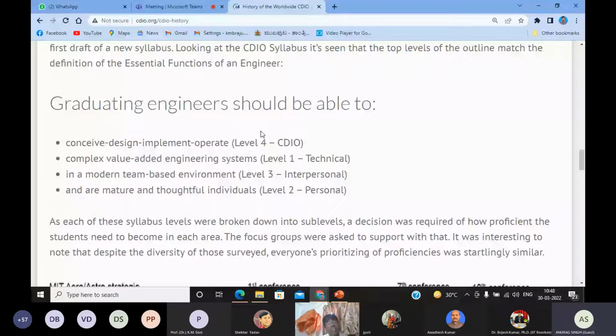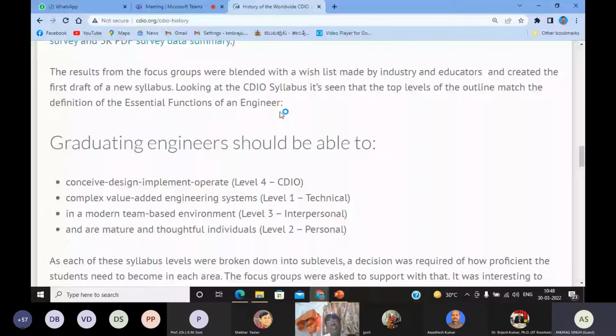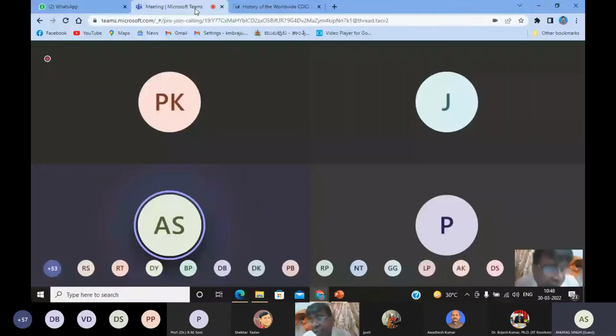They need to have personal skills, interpersonal skills, technical attributes, and they need to conceive, design, implement, and operate. So this much level will have to come, and then I can show you the syllabus also. But before that, I need to ask one thing. If this particular CDIO model needs to be implemented, what is the basic requirement in our curriculum to implement the CDIO model?